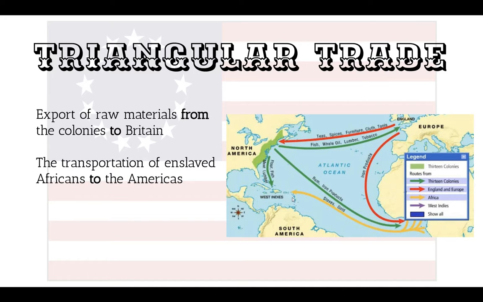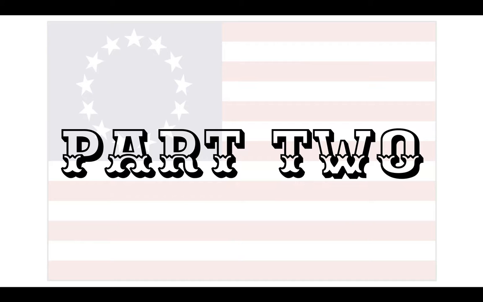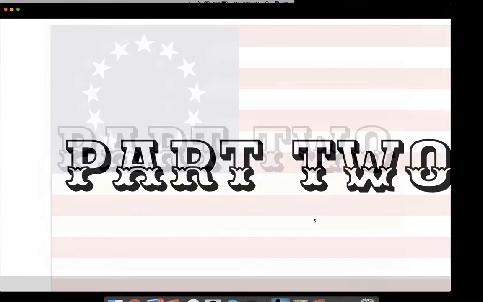This is how slavery is introduced. Africans are going to the Americas to help with the production of raw material that was going back to Britain. And then goods were coming from Britain back to the colonies. So the furniture that was being built out of the raw materials the colonies sent to Britain was now going back to the colonies at a higher price than had they just made it themselves. Okay.